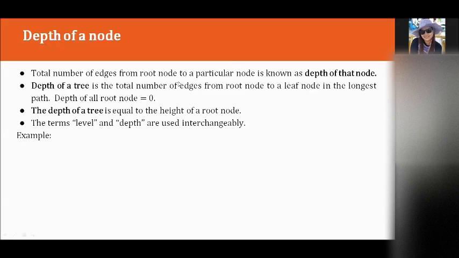So the depth of a node, the total number of edges from root node to a particular node is the depth of that node. Depth of a tree is the total number of edges from root node to a leaf node in the longest path. Depth of root node is equal to 0. The depth of a tree is equal to the height of a root node. So the level and depth are used interchangeably.